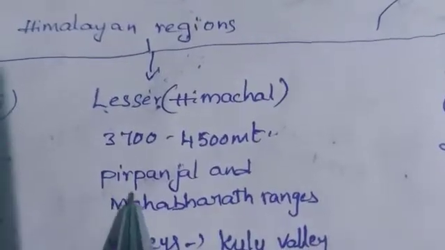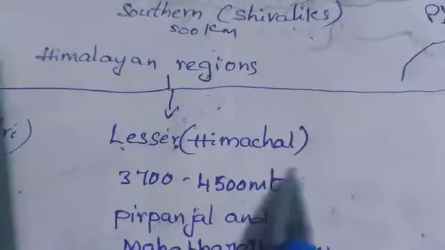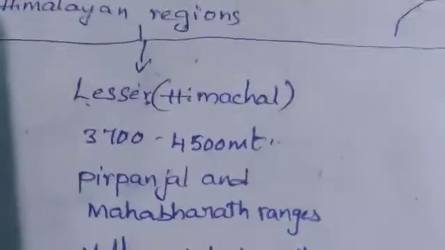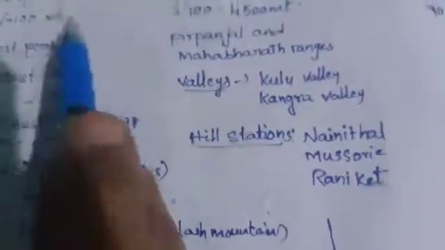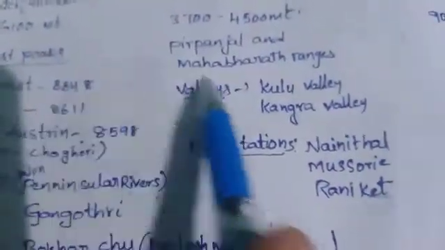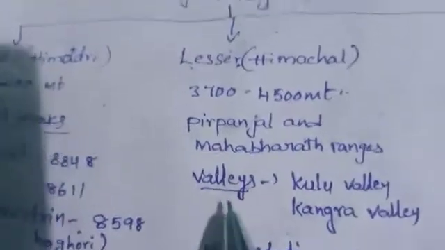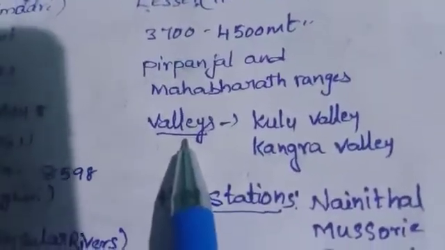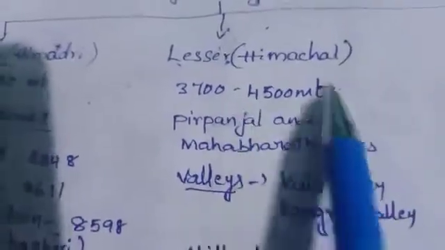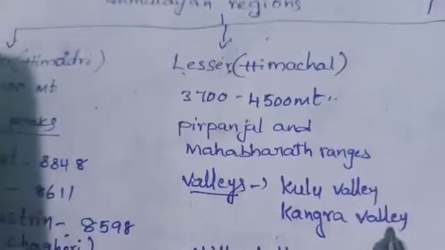Most of the Pirpanjal ranges and Mahabharat ranges we find in the Lesser Himalayas. And most of the valleys are formed by the rivers, because rivers originate from the Greater Himalayas and flow from the Greater Himalayas to the Lesser Himalayas and form valleys. So the most famous valleys are located in the Lesser Himalayas. Example, Kulu Valley and also Kangra Valley.